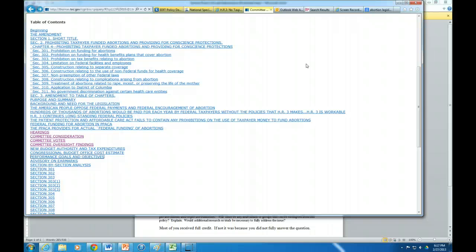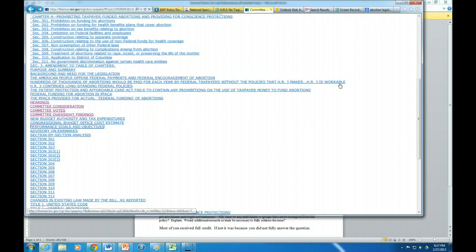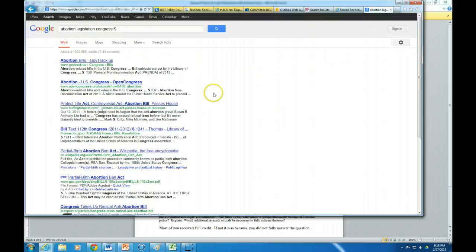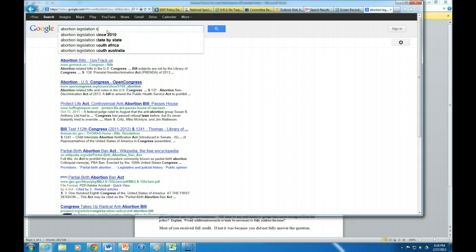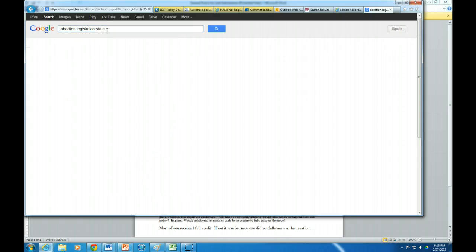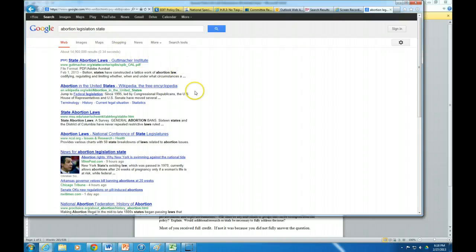So sometimes you have to go broad, sometimes you have to go towards related stuff. But sometimes there will literally be no bills that have been passed in the 5 years in Congress about your subject. So then you look at some of the state legislation. What are some state abortion laws?